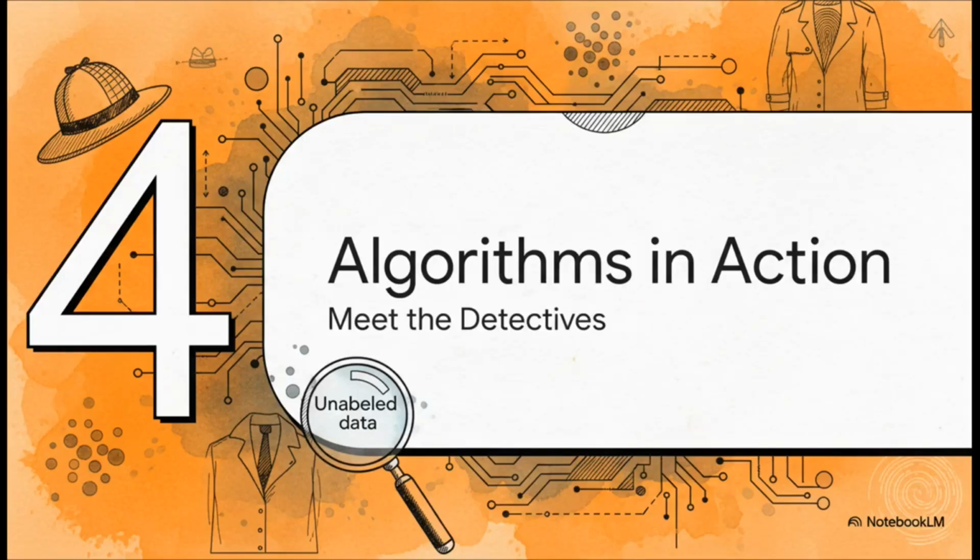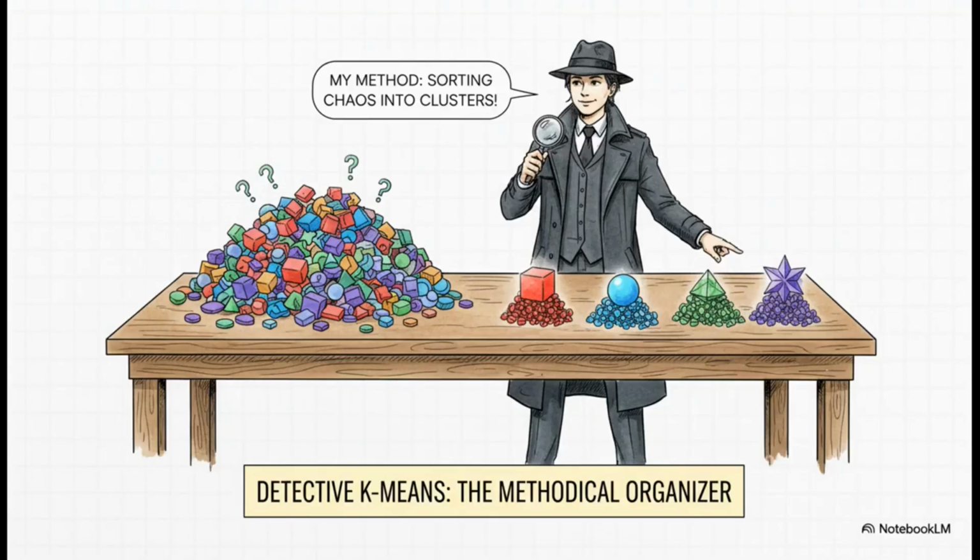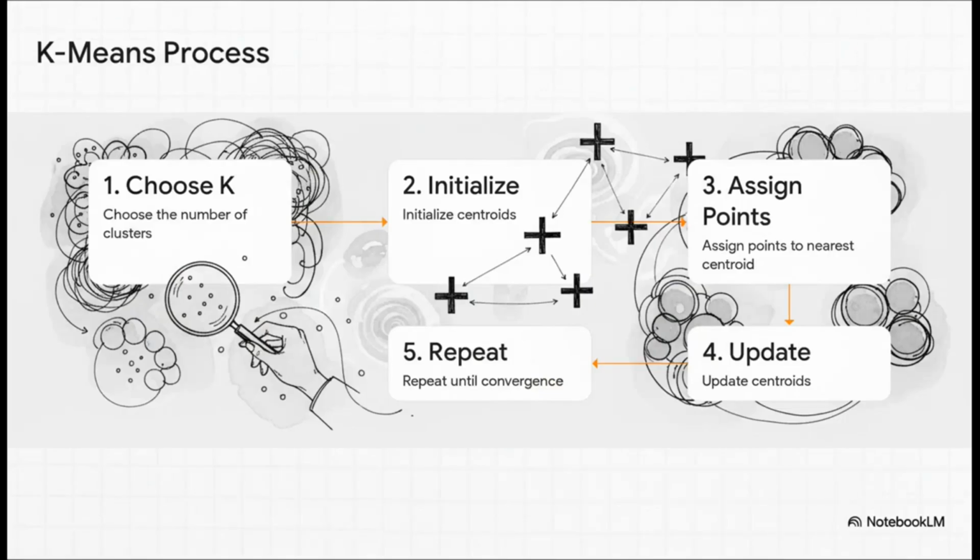All right, now let's meet some of the star detectives in this agency. We're going to see exactly how these specific algorithms work their magic on the data. First up, we've got a real classic, the methodical organizer of the group, Detective K-Means. This algorithm is super popular because it's fast, it's efficient, and it is great at just sorting messy data into nice, neat piles. And you can see just how logical its process is.